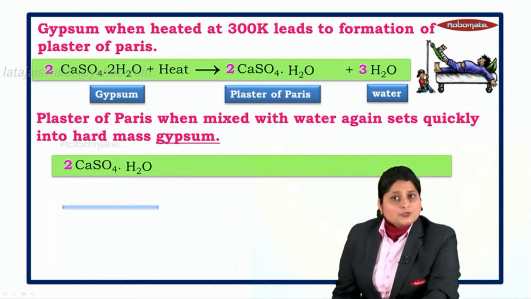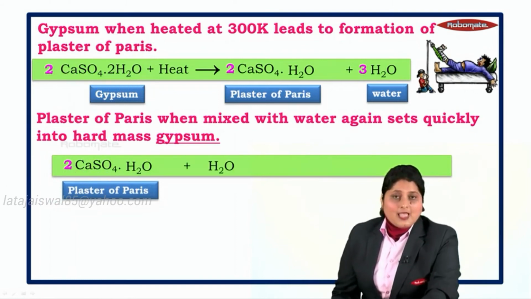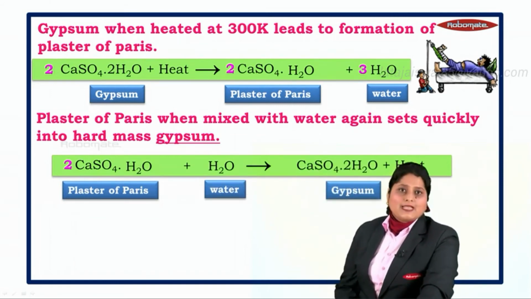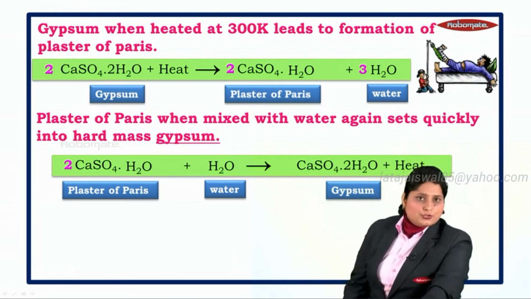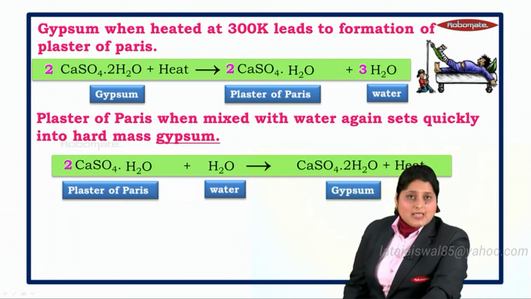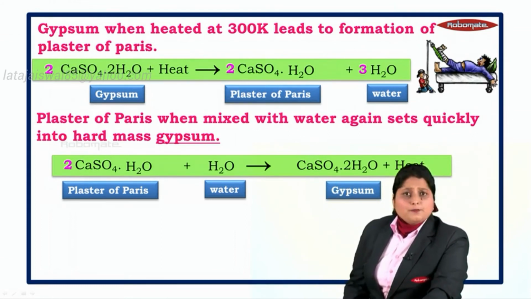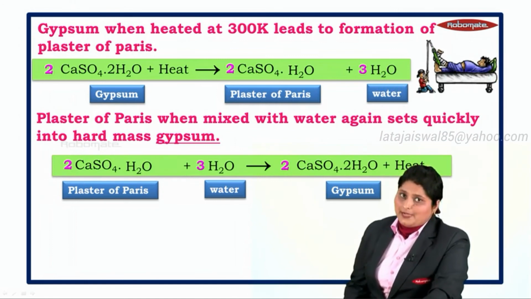We remove the half by multiplying with 2. So we get 2 CaSO4·H2O. This is called plaster of Paris. When we add water to it, it sets into a hard mass which is called gypsum. Now the formula of gypsum is CaSO4·2H2O, along with the release of heat, because this is a slightly exothermic reaction. To balance the reaction, we write 2 near gypsum. Totally on the right hand side we have 4 water molecules. So to balance water molecules, we write 3 H2O. With this, the reaction is balanced.